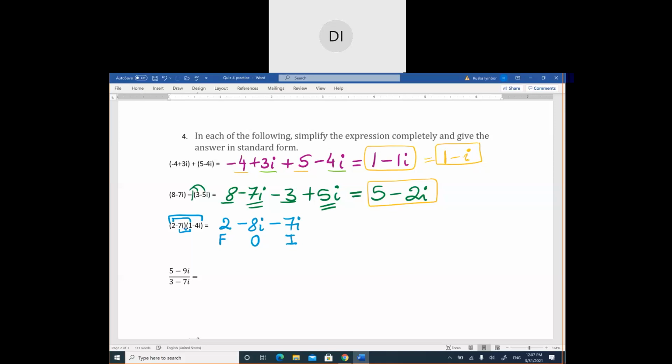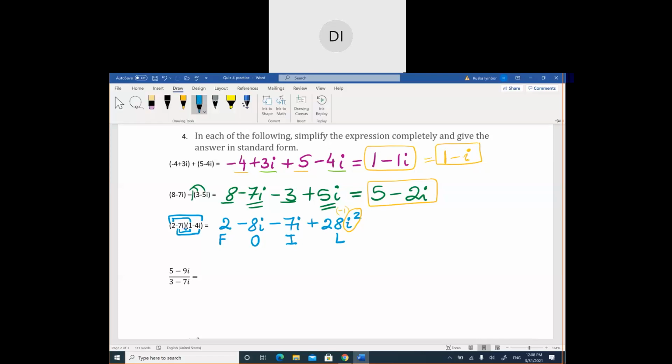And then you're doing the last two, negative 7i and negative 4i. So negative times negative, it's positive. 7 times 4 is 28. And i times i is i squared. And this is the letter L for the FOIL. Okay, so you're doing first, outside, inside, and the last. Okay, after you multiply your FOIL, you're going to replace i squared with what? What is i squared? Negative 1. That's right. We're going to replace i squared with negative 1. And then you're going to simplify.